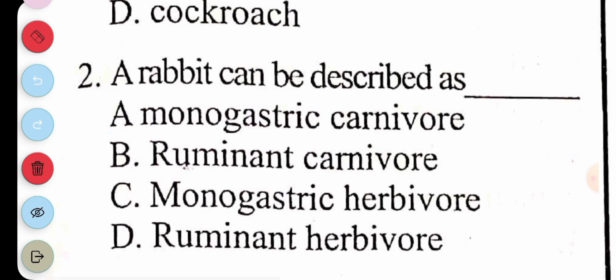So, question two, a rabbit can be described as A, monogastric carnivore; B, ruminant carnivore; C, monogastric herbivore; D, ruminant herbivore. And the correct answer to this is C. Rabbit is a monogastric herbivore. Herbivore simply means feeds on herbs.